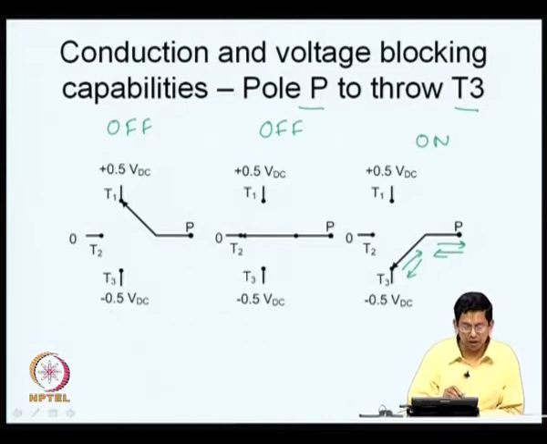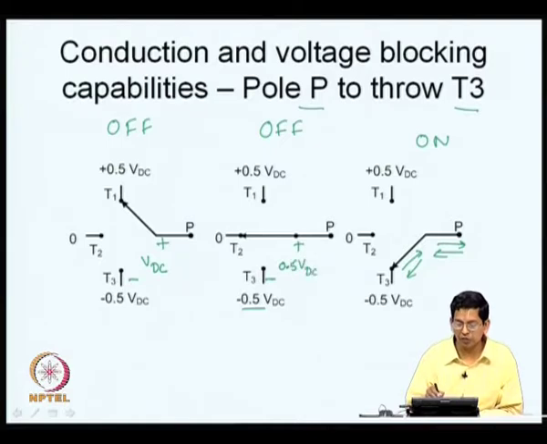Here, if you say it is off, but if you look at the potential, the pole P is connected to throw T1 and therefore to plus 0.5 VDC, and so this is positive and throw T3 is negative. And what is the potential between the two? This is plus 0.5 VDC, this is minus 0.5 VDC, therefore, you have VDC across here. Once again you look at P and T3 in this state, pole P is positive with respect to throw T3. Now, P is connected to 0 and T3 is connected to minus 0.5 VDC, therefore, the potential between the two is 0.5 VDC. So, the higher of these two is VDC.